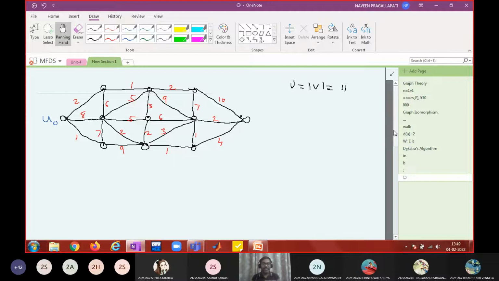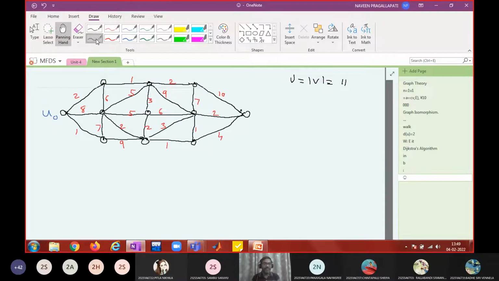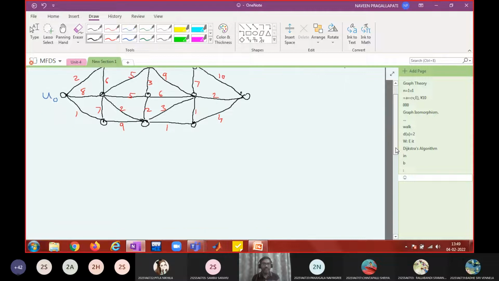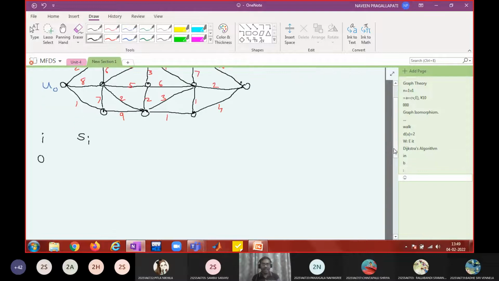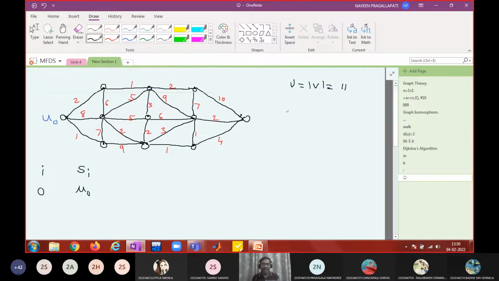So for that we started with the initialization. What is that initialization? We started with the index number i, and the set S. In that set S we put u naught. Initially we labeled L of u naught as 0, because the distance from u naught to u naught is obviously 0.